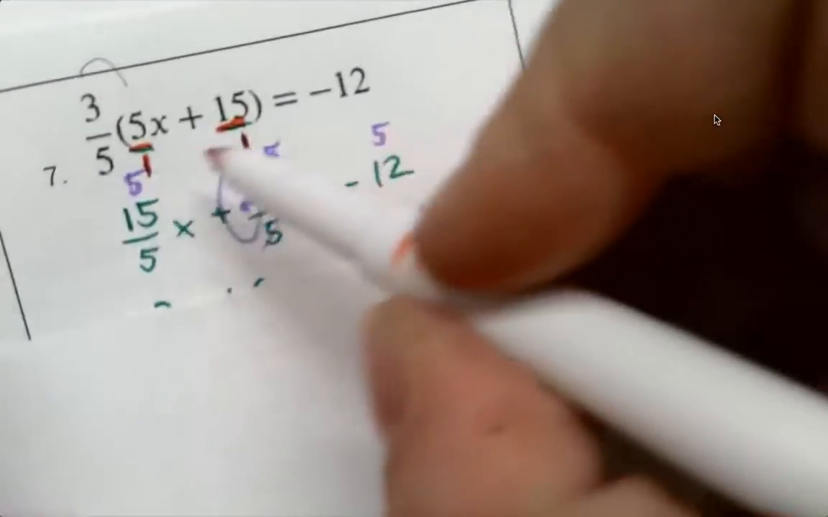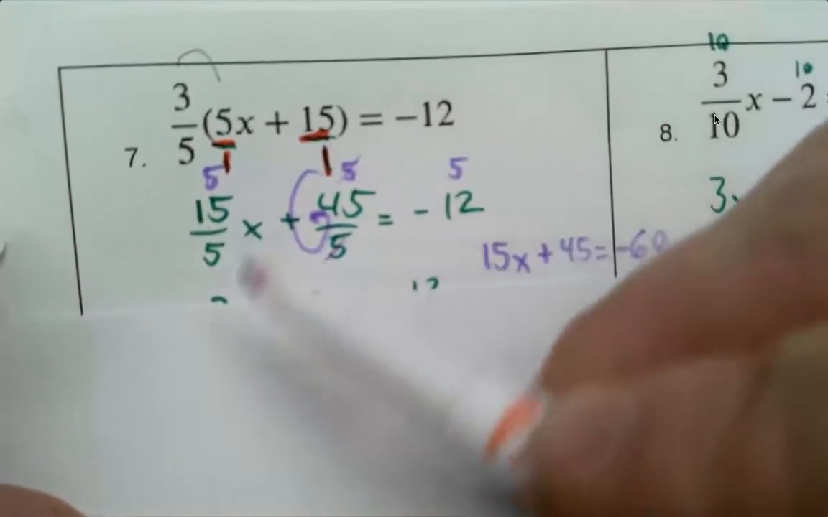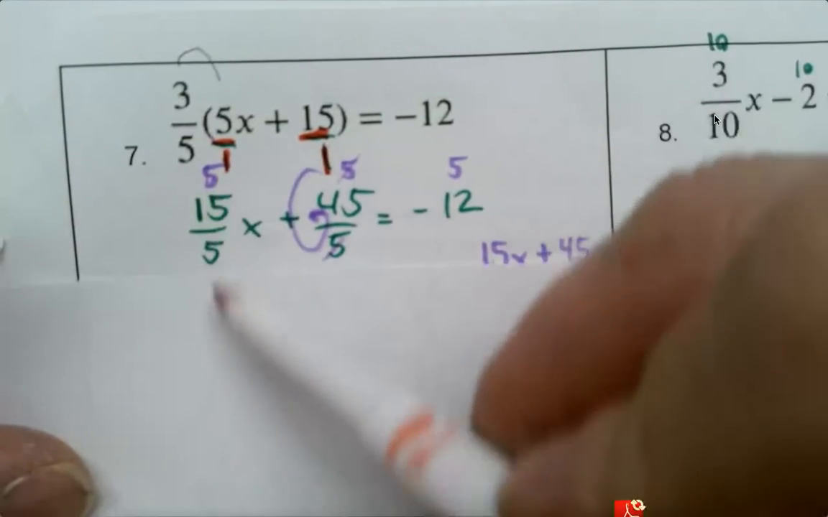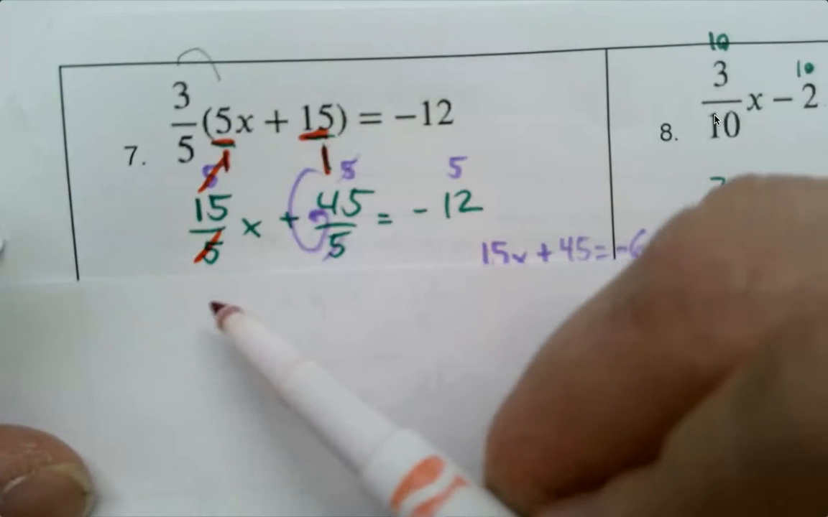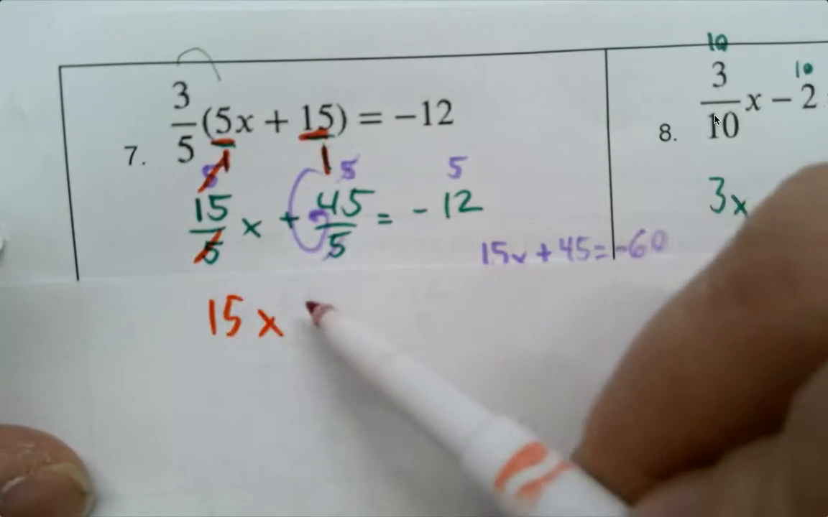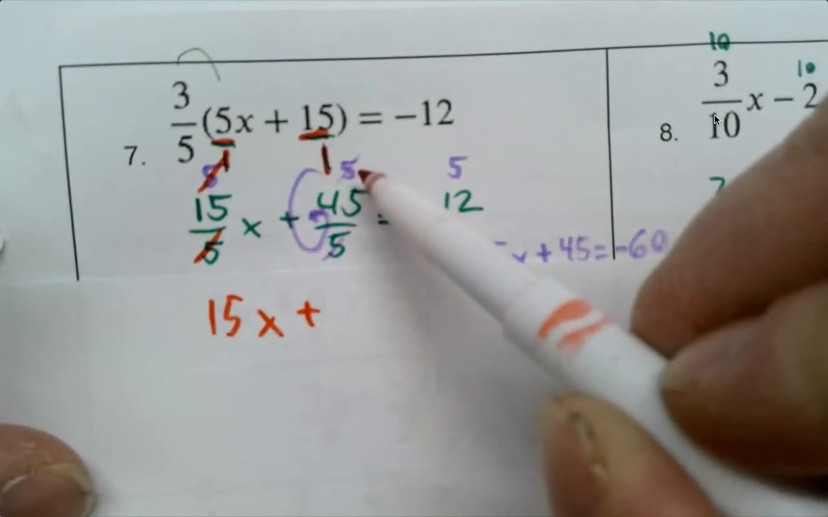You clear it, you multiply everything by the least common denominator. There's only one denominator, it's 5, so I just clear it. Boom, 5, 5, multiply everything by 5, including this negative 12. And so I'm left with 15x plus 45.